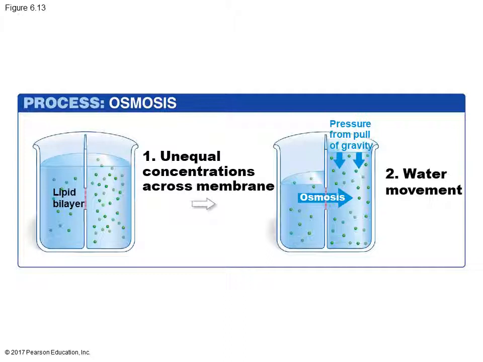In this example here, water moves across the membrane because the green molecules that are in the beaker are too large to move across the membrane. So water will move to the area of high solutes or high salts so as to equalize the concentration on both sides of the membrane.